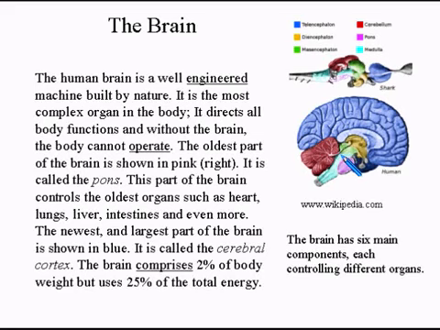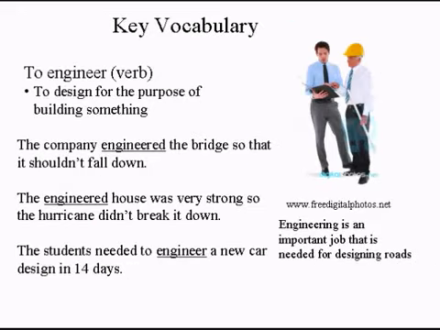So you start with the small one, which is the pons, then you go to the cerebellum, and you have all these other layers, which are like medulla and the cerebellum, for example, and all these ones that are very difficult to pronounce. So we have 3 words: engineered, operate, and comprises. So let's do the first one.